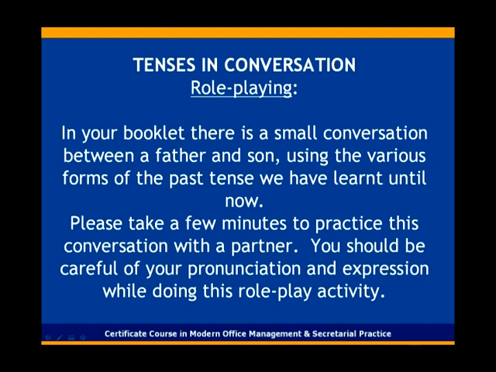Tenses in conversation, a role-playing activity. In your booklet, there is a small conversation between a father and son using the various forms of the past tense we have learnt until now. Please take a few minutes to practice this conversation with a partner. You should be careful of your pronunciation and expression while doing this role-play activity.